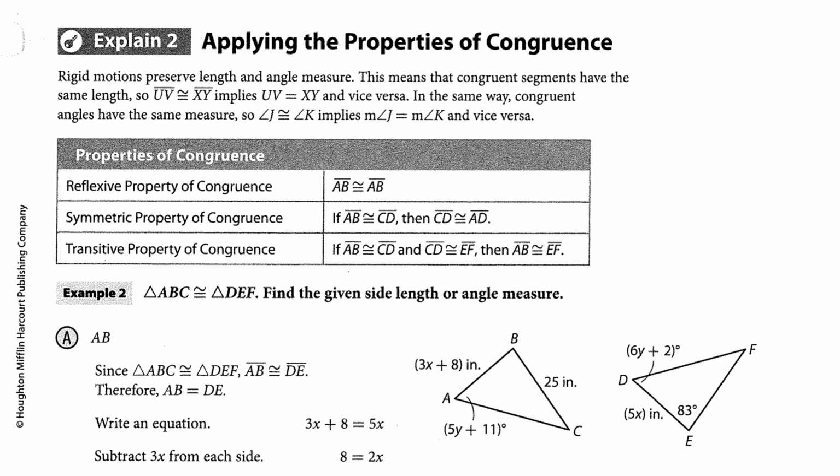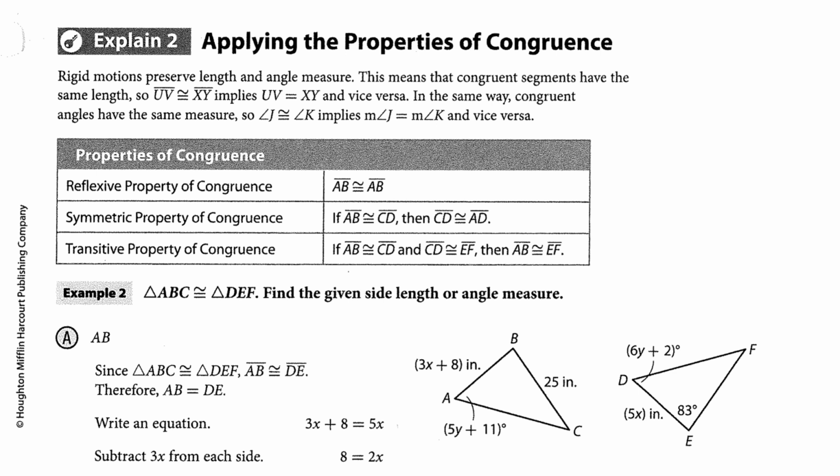Applying the properties of congruence. Rigid motions preserve length and angle measure. This means that congruent segments have the same length, so side UV is congruent to side XY implies that they are equal, and vice versa. In the same way, congruent angles have the same measure, so angle J is congruent to angle K implies that their measures are equal, and vice versa.